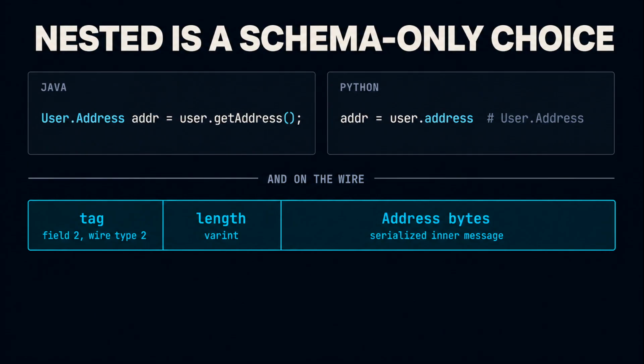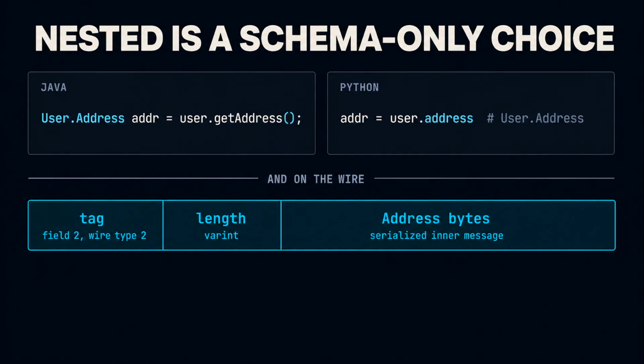What does that nested type look like in generated code? In Java, the nested address class is exposed as user.address. From outside user, you reference it with the qualified name. From inside, the short name is sufficient. In Python, it appears as a nested class, accessible through the outer class.